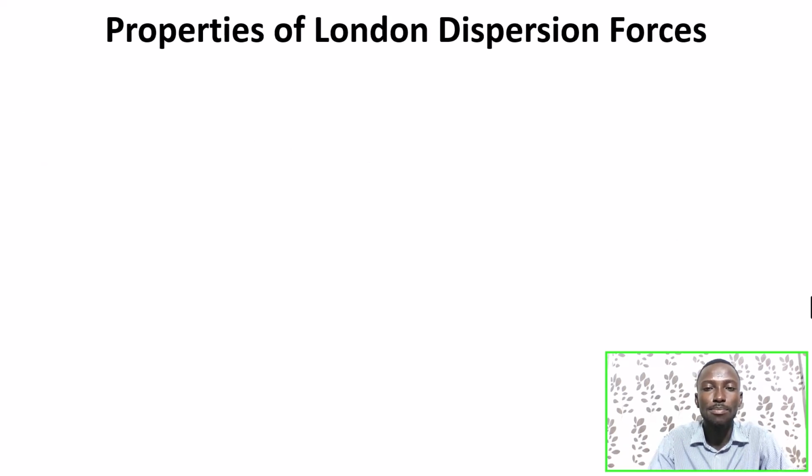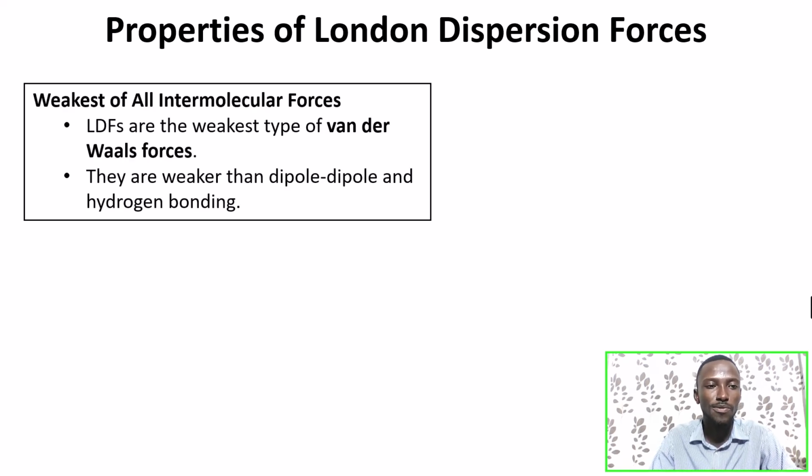Now let's look at some properties of London dispersion forces. These forces are the weakest of all intermolecular forces. Good. Because so far we've discussed some intermolecular forces already, that is dipole-dipole interaction. There is another one we haven't discussed, that is hydrogen bonding, which we'll be discussing right after this one. Among all of these intermolecular forces, the weakest is London dispersion force.